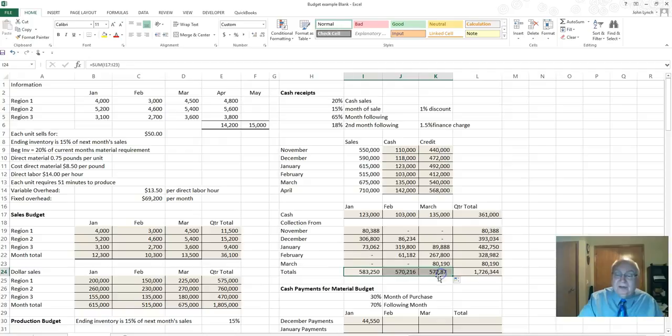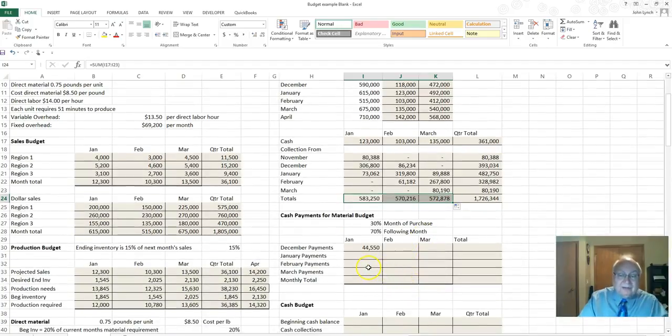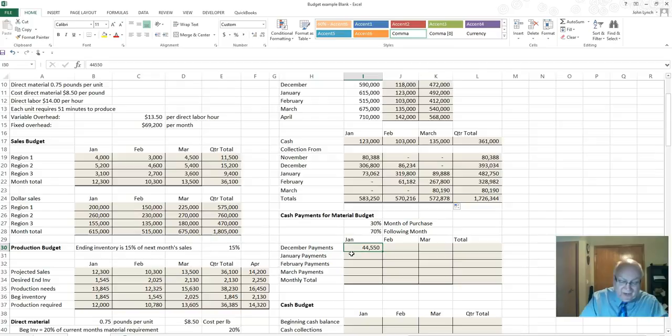And so this is our monthly totals. We collect a total of 1,726,344. Okay. Now the 44,000 for the cash payment, that's our cash receipts budget. For the cash payment budget, we're going to do material budgets. We're going to pay the materials. The 44,550 would be given to you. That's the beginning one.